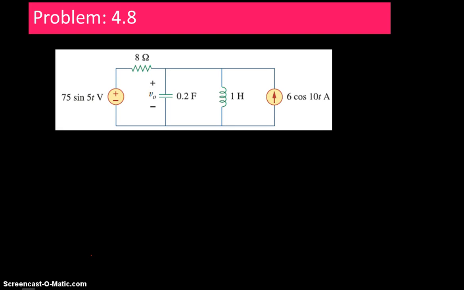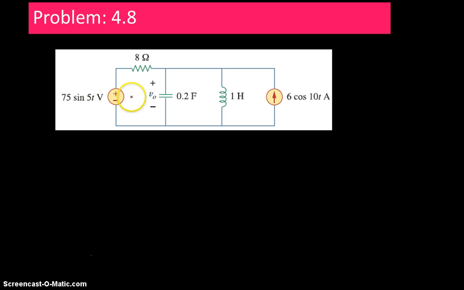So let us apply the superposition theorem here and find out the voltage across the capacitor. We have two sources here. The superposition theorem can be applied when there is more than one source, so the condition is satisfied here. We have a voltage source and we have a current source.